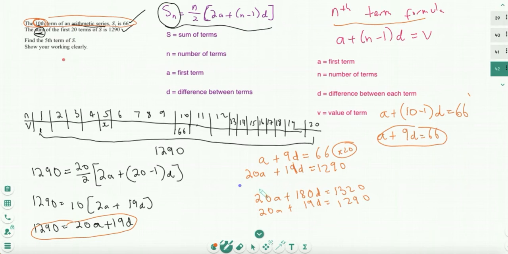Now, how can I eliminate the 20a's? Well, I can subtract them. So we're using the elimination method of simultaneous equations. We want to get rid of the a's. So 20a minus 20a is nothing, that just disappears. Then it's 180d minus 19d, which is 161d. And then 1320 minus 1290 is 30. So d is equal to 30 divided by 161.